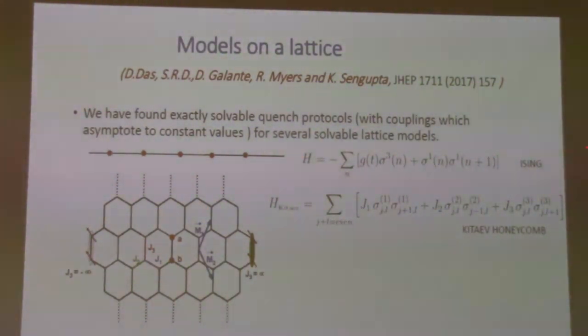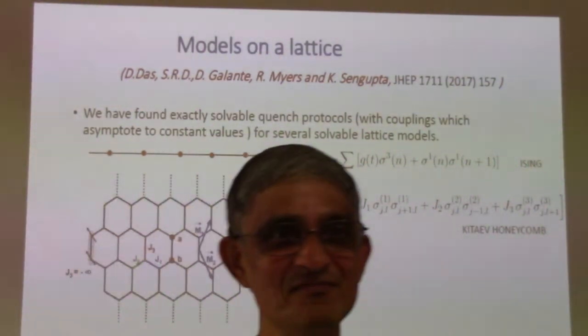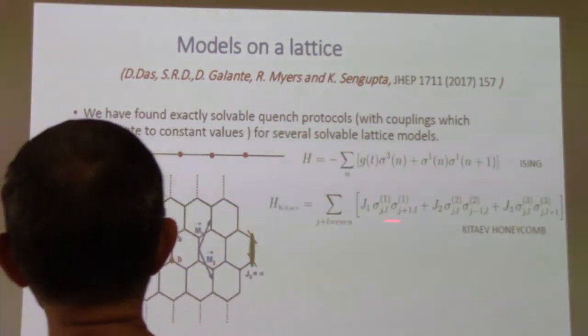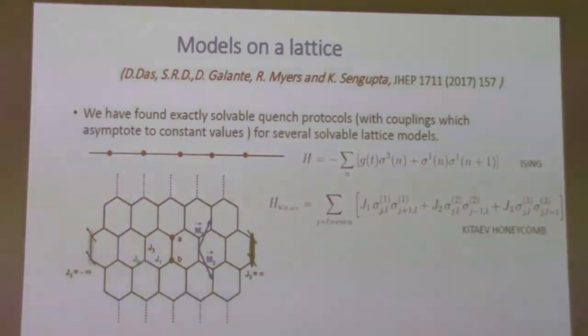The first is almost like the harmonic oscillator of condensed matter physics, which is the transverse field Ising model. The second one is a very interesting model written by Kitaev, which apparently is interesting for quantum computation for reasons I do not know. But it's an interesting model. So the first model is just a chain of spins with this Hamiltonian. And we want to study this with a time-dependent transverse field, which is g of t.